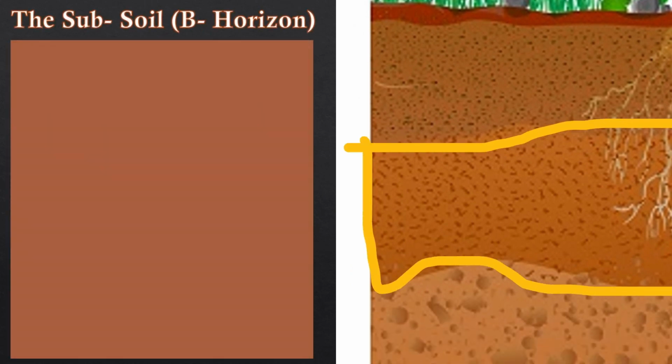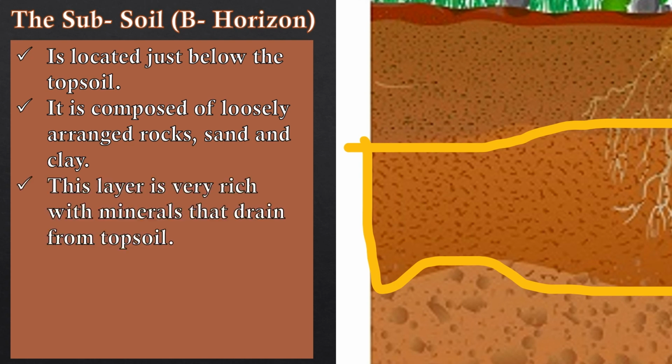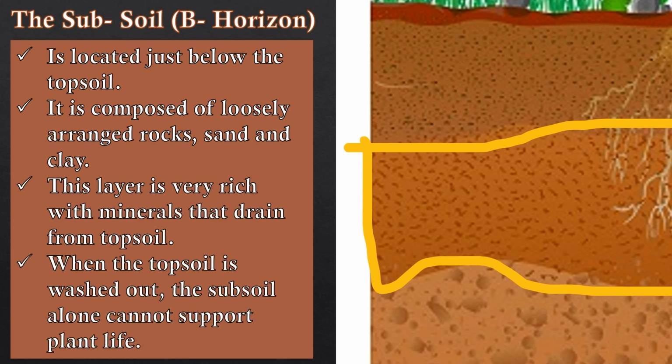The subsoil or B horizon. It is located just below the topsoil. It is composed of loosely arranged rocks, sand, and clay. This layer is very rich with minerals that drain from topsoil. When the topsoil is washed out, the subsoil alone cannot support plant life.